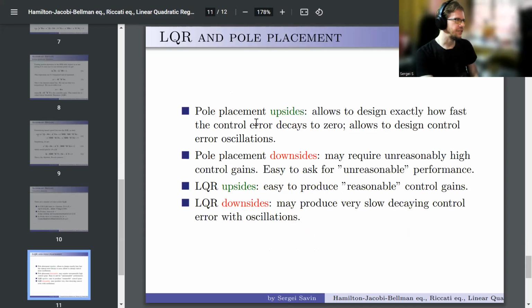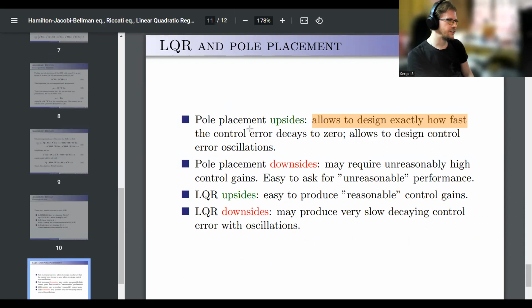Now, what is the comparison between this and our previous tool, pole placement? Just a few words. Pole placement has its own advantages. It allows you to design exactly how fast the control error decays to 0. So you can decide how fast you go down into 0 territory, because you essentially place the eigenvalues of the system. And you can design control without oscillations, for example. You can decide, okay, no oscillations. That is a plus side.